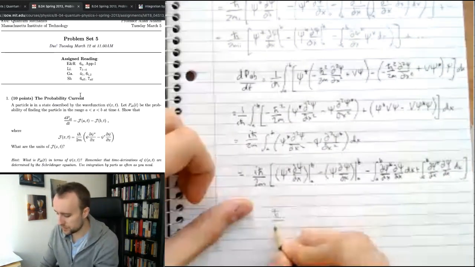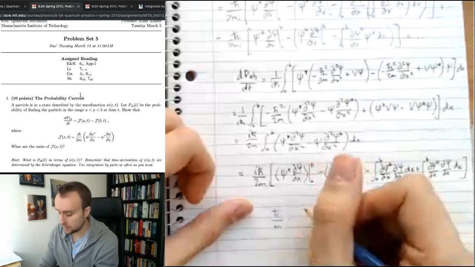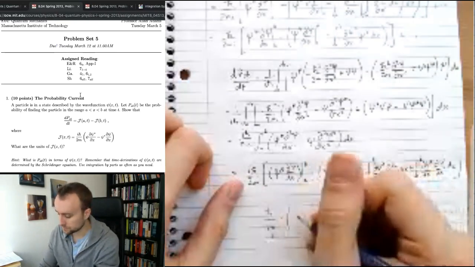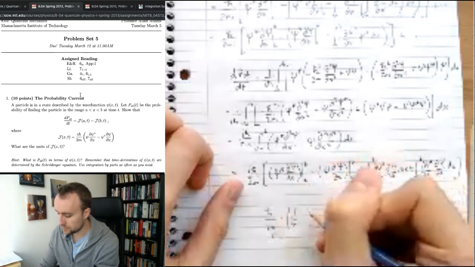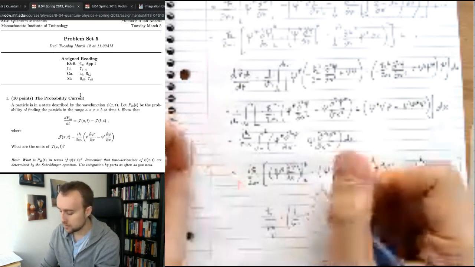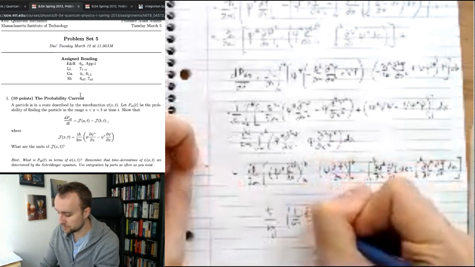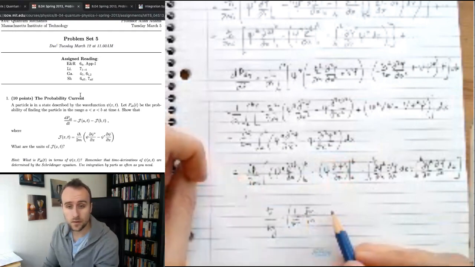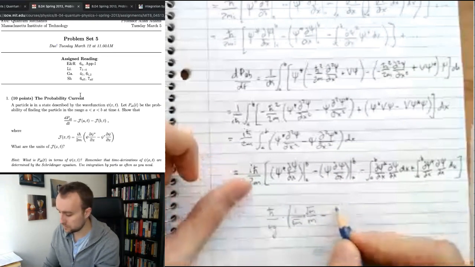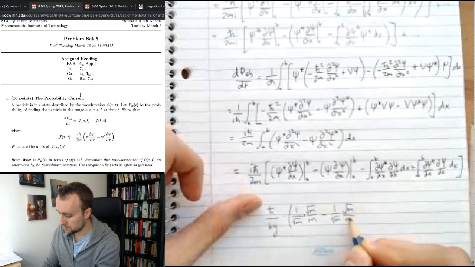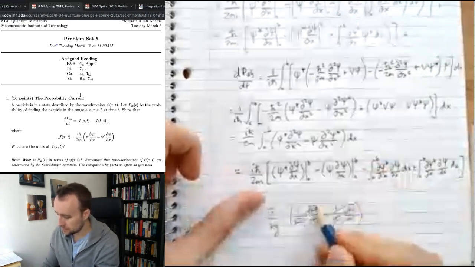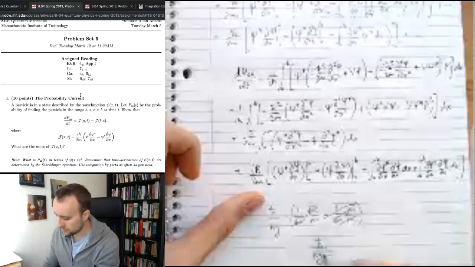We have it's H bar over mass times units of, I'm just going to change this to kilograms. And this is going to be 1 over root meters. And this is going to be root meter divided by meter. And that's the same for both of these. And so we can just ignore that. These cancel. We have H bar over kilograms times meters.